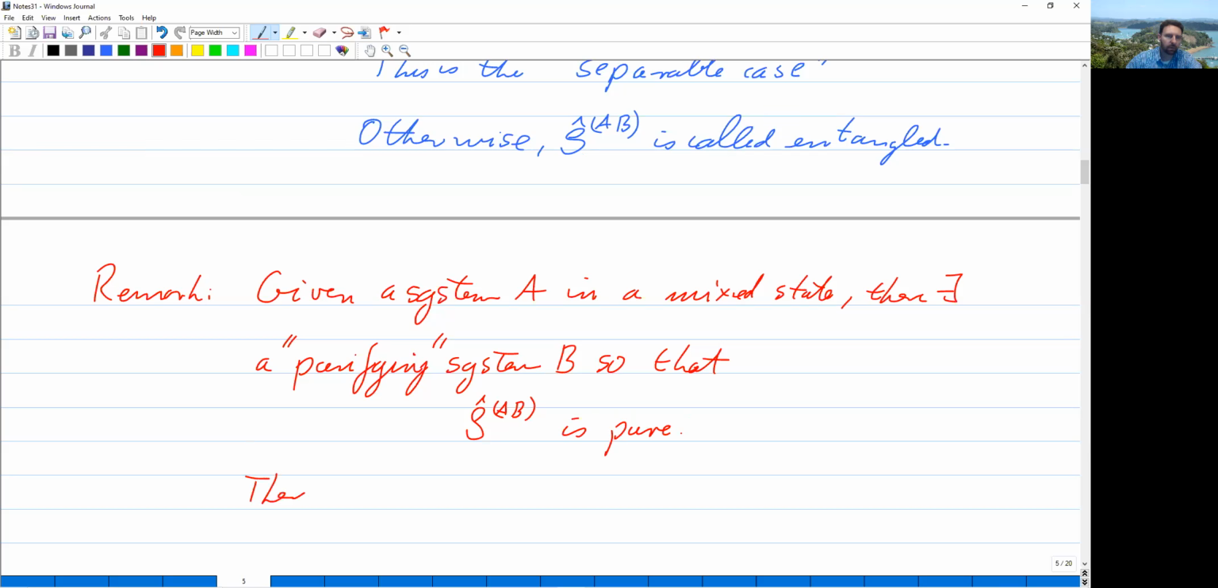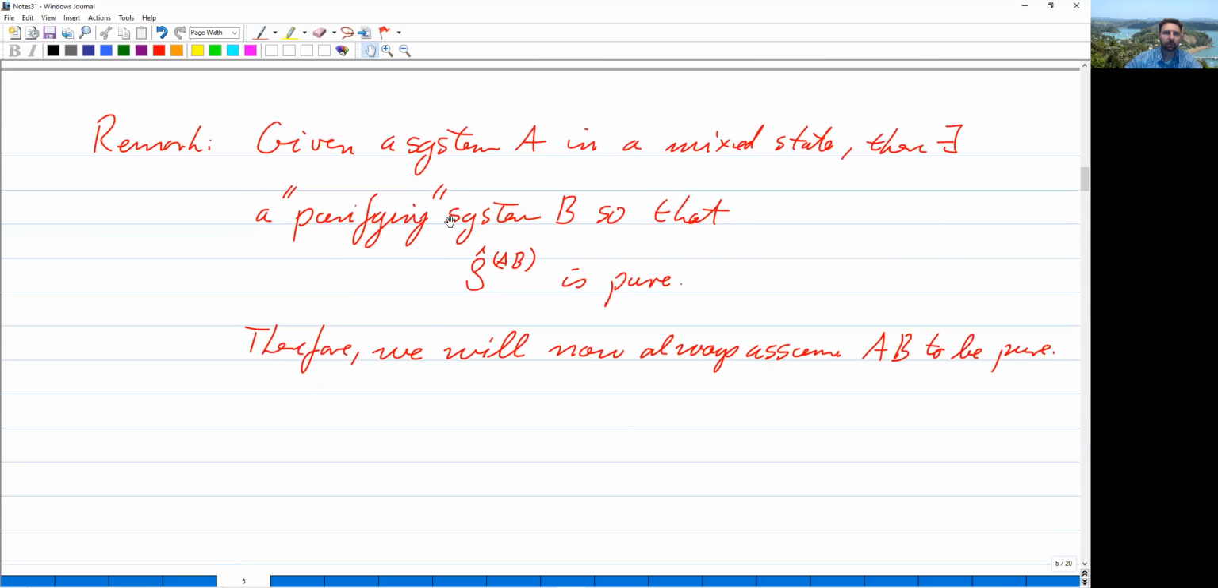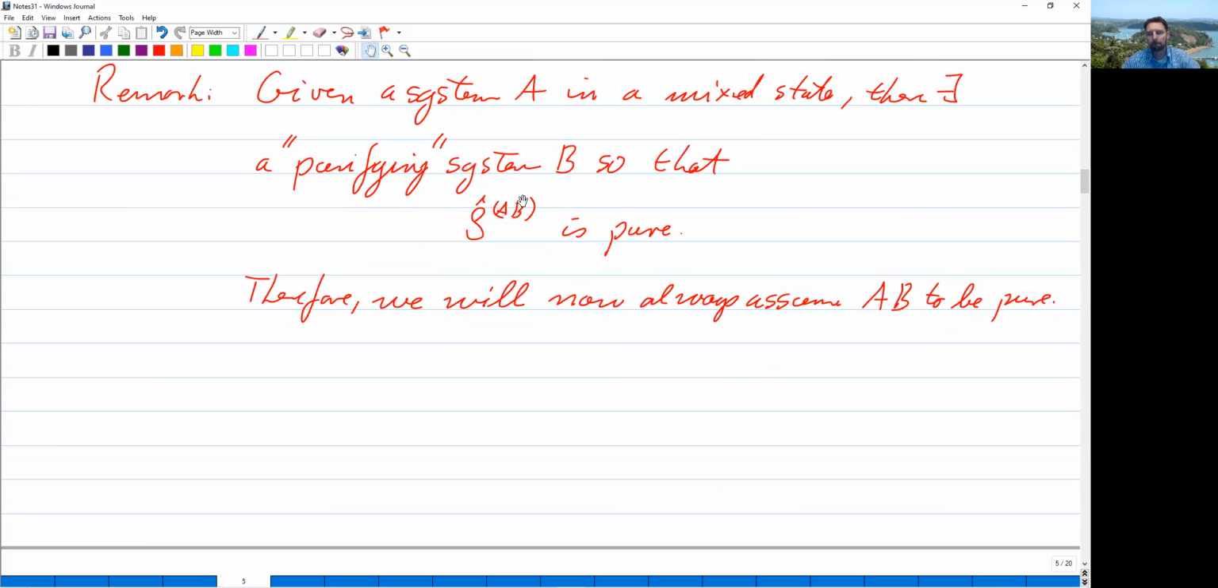Therefore, we will now always assume AB, the system AB, to be pure. Of course, experimentalists may run into situations where they will have to consider composite systems that are mixed, but for theoreticians, most of the time we get away with that simpler case.